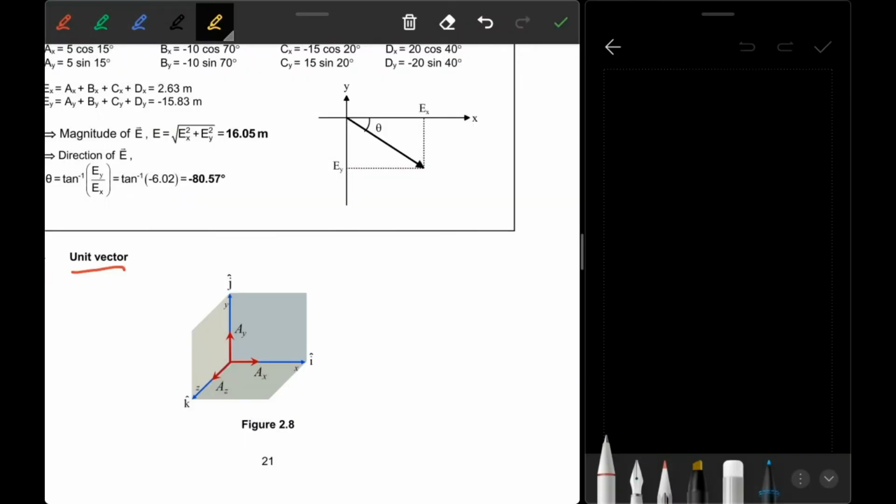Right, students, we continue with the unit vector. Okay, for the unit vector, look at the figure here. This is 3 dimension. We have three axes here, x, y, and z. So what is a unit vector?